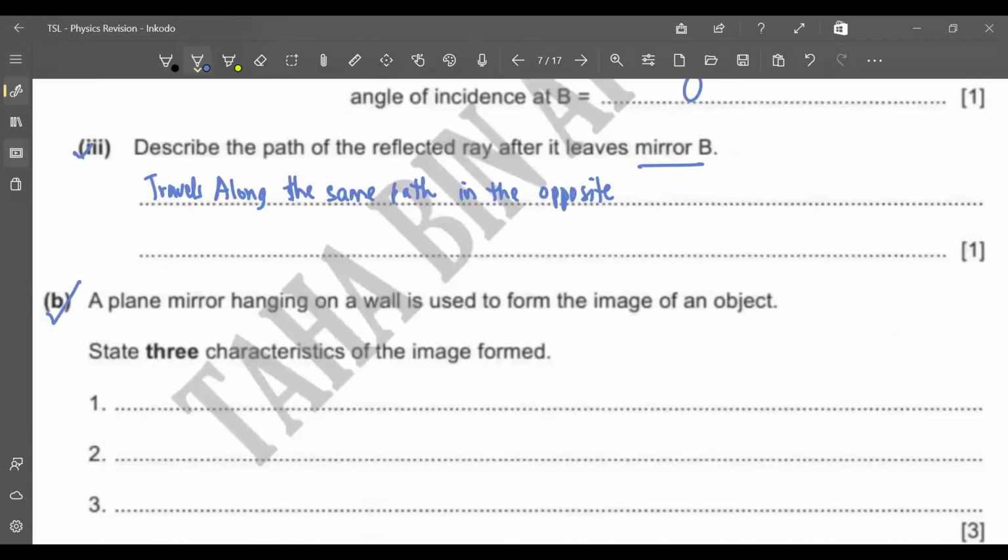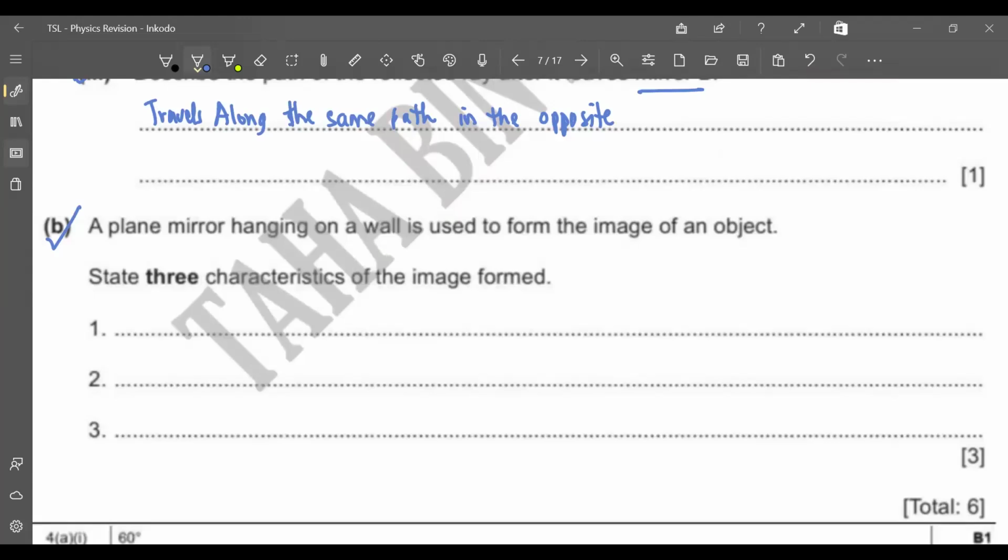Now it says a plane mirror hanging on a wall is used to form the image of an object. It says state three characteristics of the image formed in a plane mirror. That's virtual. That's laterally inverted. Laterally inverted का मतलब है left becomes right, right becomes left, and then the object size is equal to the image size, and the distance of the object from the mirror is equal to the distance of the image from the mirror. ये सारी चीजें होती हैं, and it is formed behind the mirror.